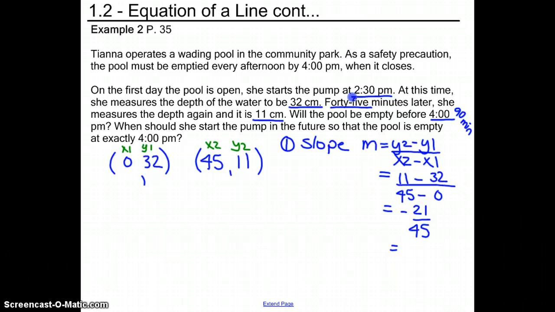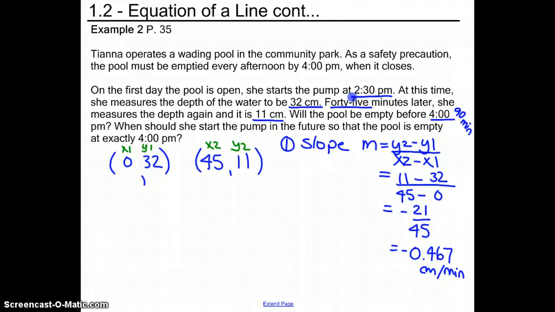or in a decimal number is negative 0.467. So that would be your slope. Now again, if we're talking about rate, this would have a unit. So the units would be centimeters, because centimeters is your y value, and minute is your x value. So centimeters per minute is your unit.